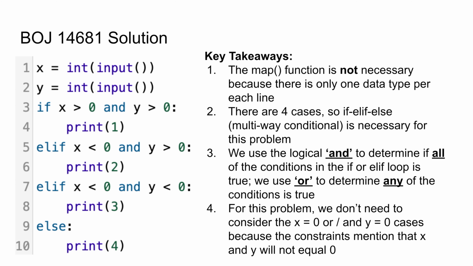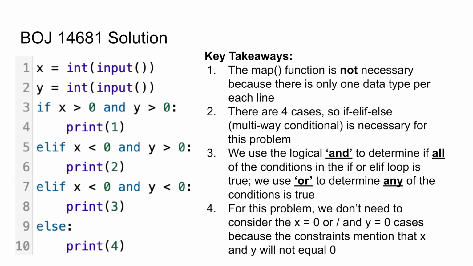Here is the solution for this problem. First, since there is only one integer per line, you don't need to use the map function. Then you use the if statement to check whether both x and y are greater than 0, which is the first quadrant. We use the logical AND in order to determine if all of the conditions in the same if or elif statement are true.